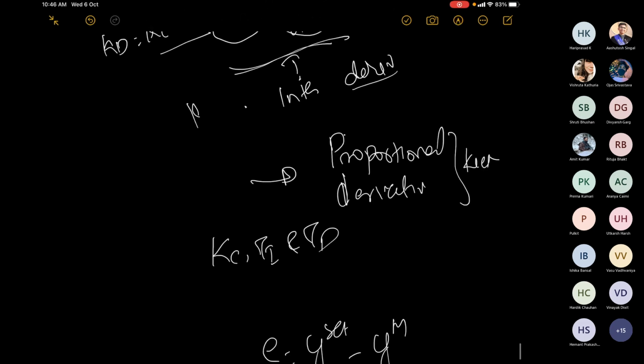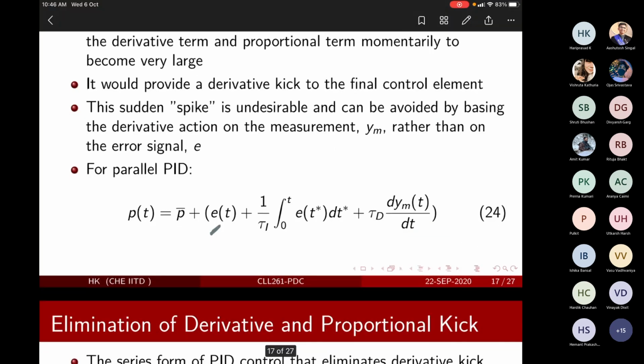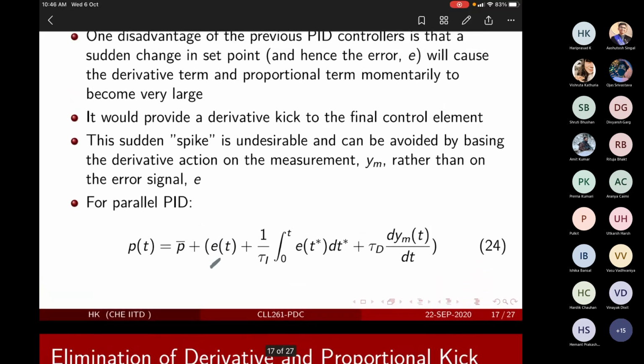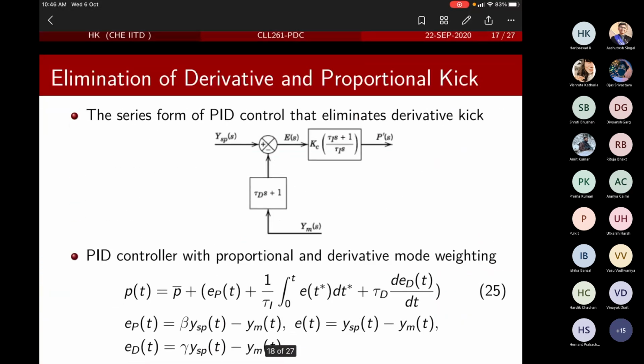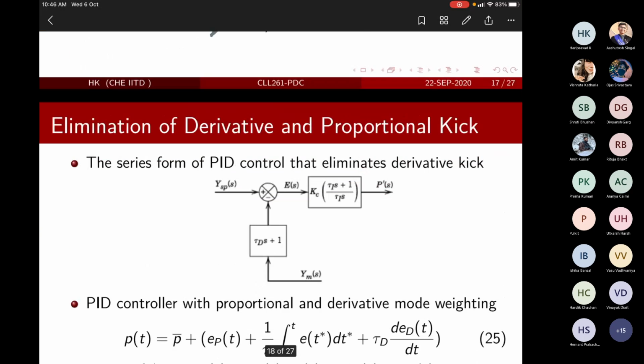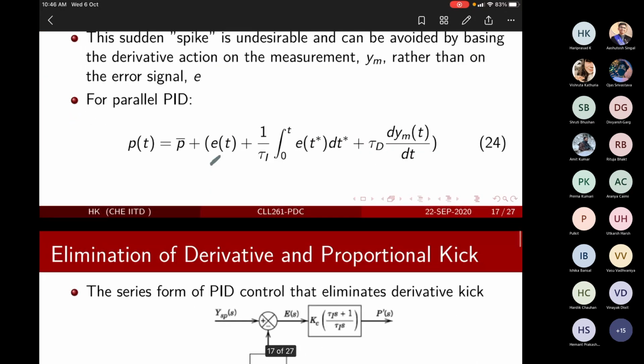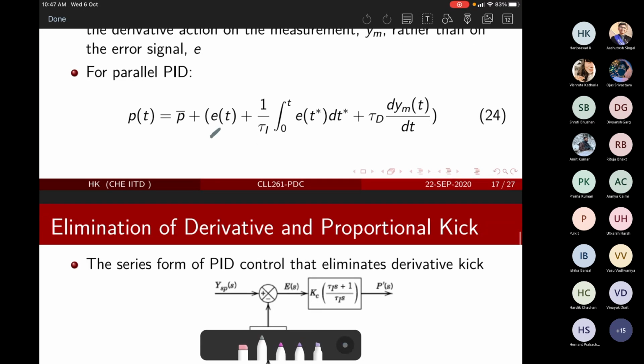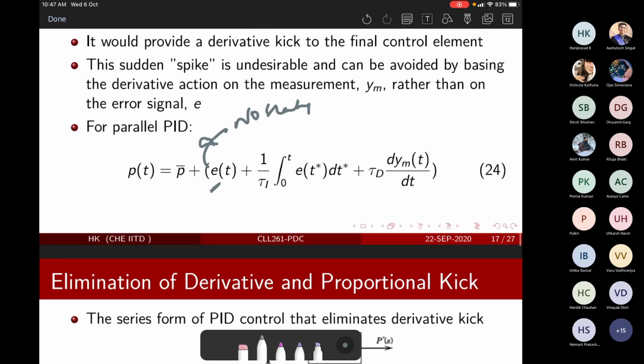To avoid this proportional and derivative kick, there have been minor modifications in PID controllers. One thing they do is eliminate this scaling parameter. So with no scaling, the output will not vary too much. Also, instead of your error term, you would change your term to dy by dt.